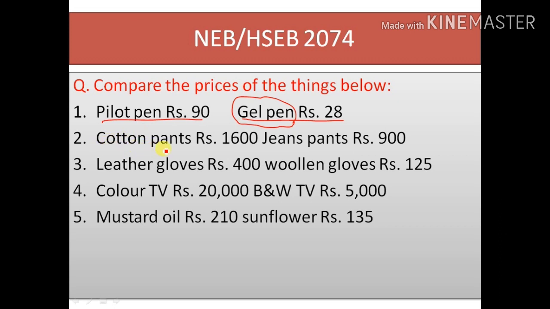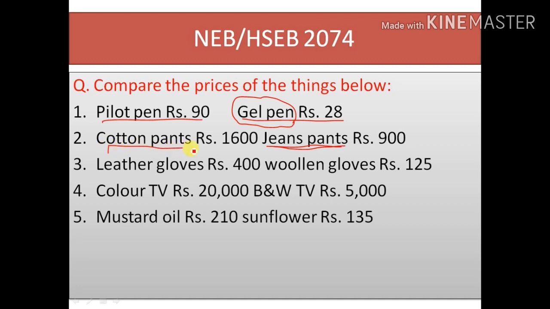Similarly, cotton pants Rs 1600, jeans pants Rs 900. So here the expensive thing is cotton pants and the cheap one is jeans pants. So let's begin with cotton pants. Cotton pants are about 2 times as expensive as jeans pants. So let's begin with jeans pants, the cheap thing. Jeans pants are about a half the price of cotton pants.